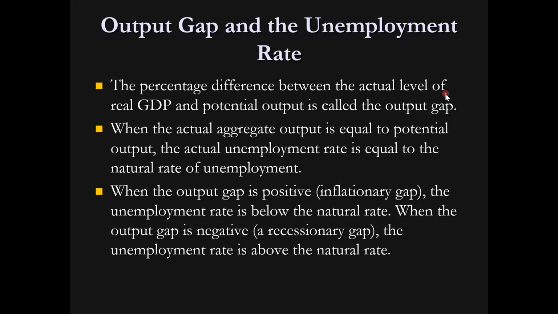So the difference between the actual level of real GDP and potential output is called the output gap. When actual is equal to potential, we have an actual unemployment rate equal to the natural rate of unemployment, so we have a zero gap. If we had a positive output gap, this means an inflationary gap: actual aggregate output is larger than potential, which means we have an unemployment rate below the natural rate.